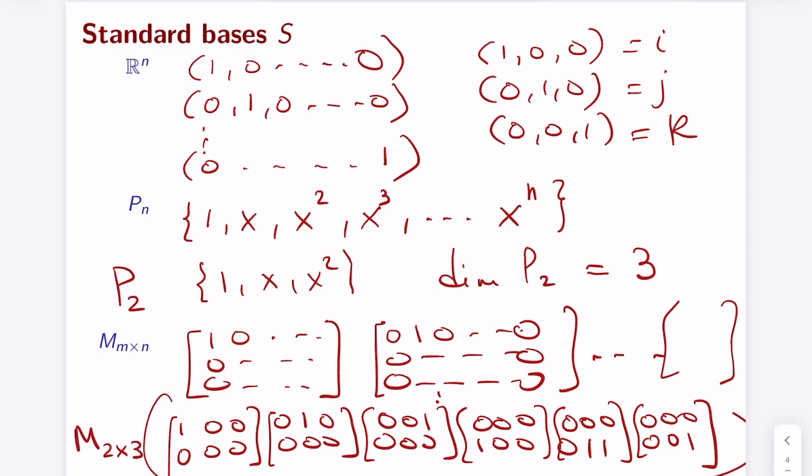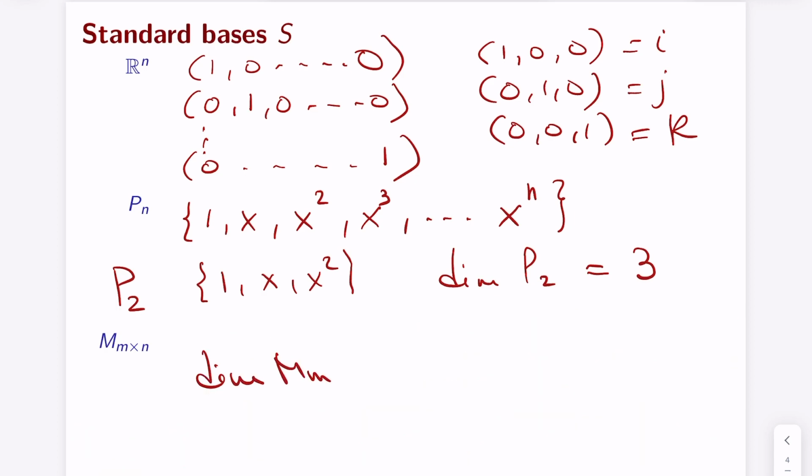So this set is the basis of this. In particular, you see that there are 6 matrices there, right? 2 times 3. So that's the dimension of this space. So the dimension of the space of matrices is actually m times n.